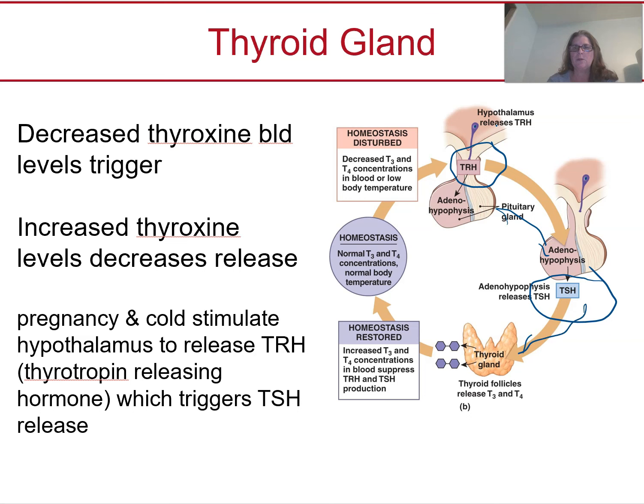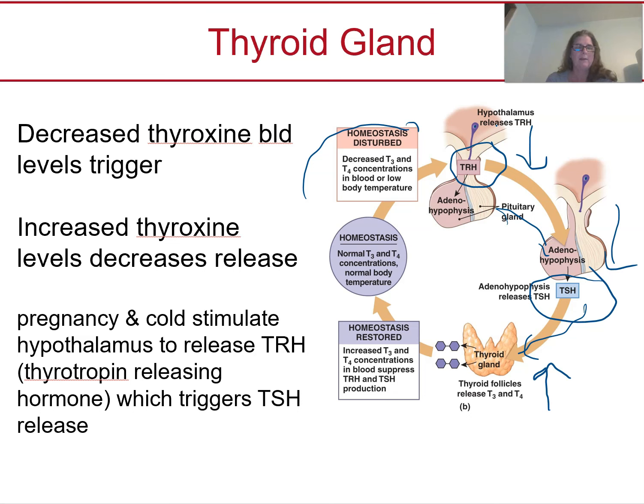TSH goes to the thyroid gland and triggers the release of T3 and T4. So as those levels go up, they're going to send negative feedback to turn down, to lower TRH and then lower TSH. So it's a negative feedback loop.